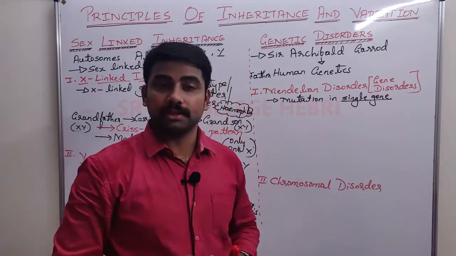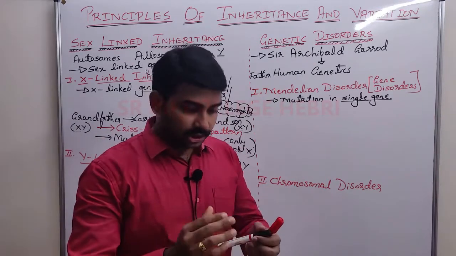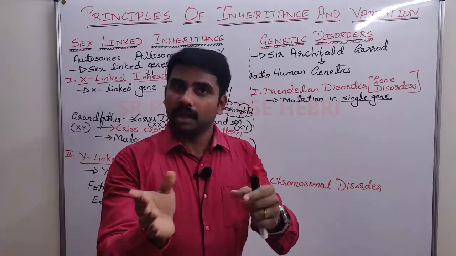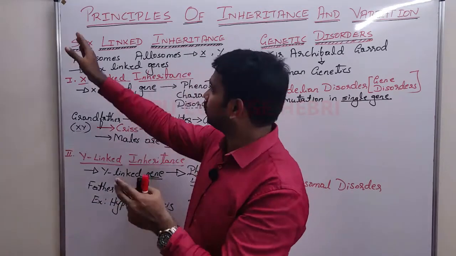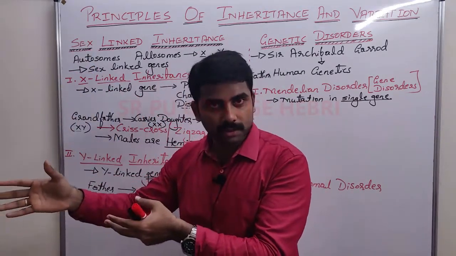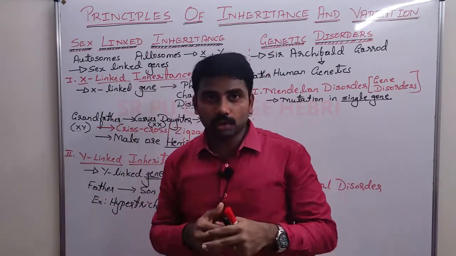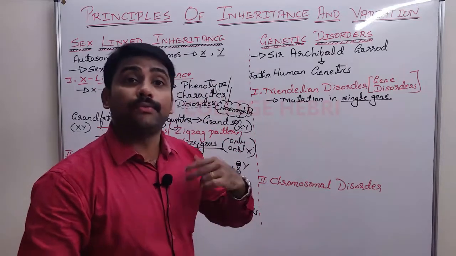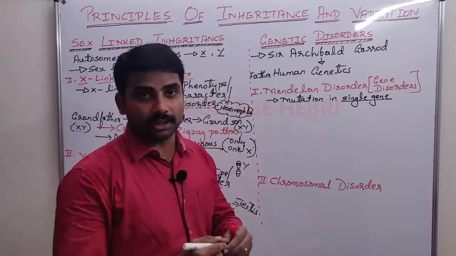The question is, where is the gene? Is the gene present on autosomes or allosomes? Genes are found in both the 44 autosomes as well as in the two allosomes. Now the question is, where has the gene undergone mutation?